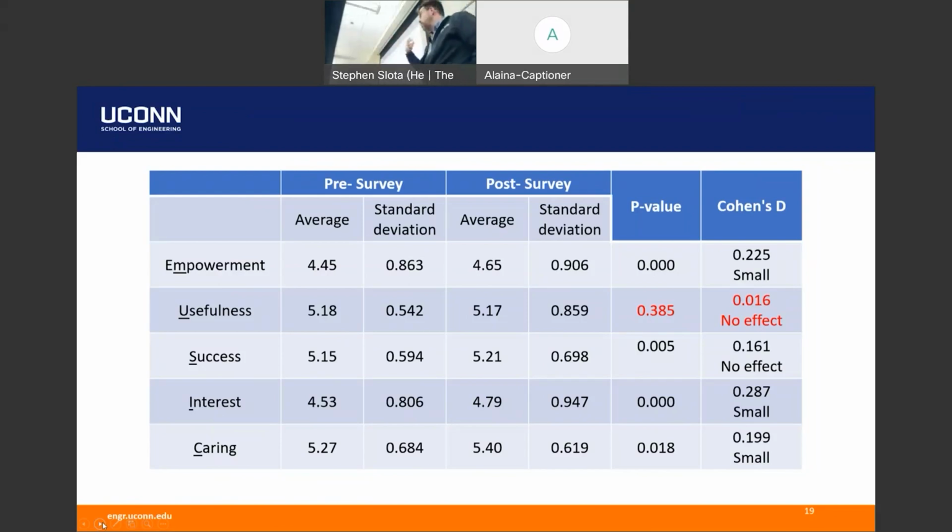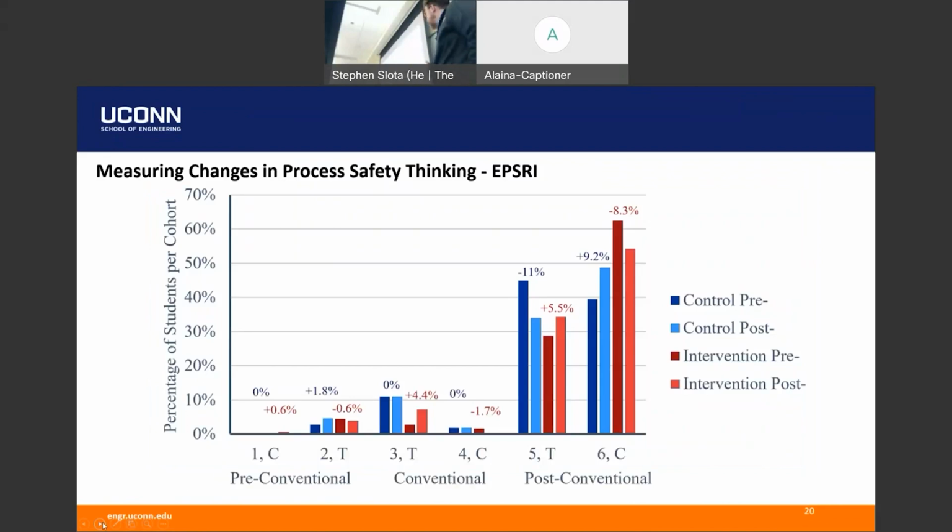If you look at their pre-post responses from a qualitative sense, they really do deepen their understanding of the complexity of how these decisions get made. But I think the most interesting thing about this is a complicated graph. This is measuring changes in process safety. Like I said, we developed this instrument at the beginning, the EPSRI.